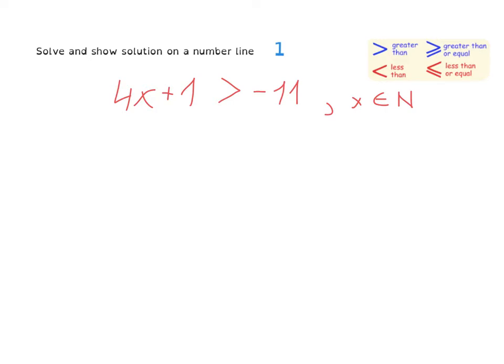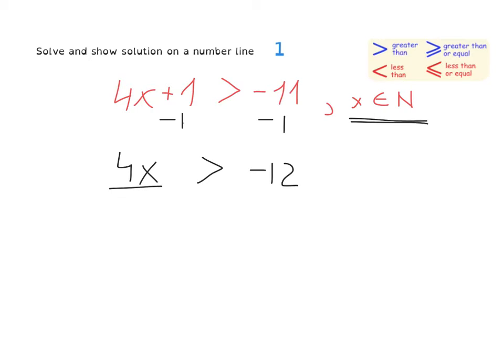How do we solve it? So we start the same way as you normally solve equations. So first of all, we have to get rid of 1, minus 1, and minus 1. That is for x is greater than minus 12. Okay, and our x, we have to remember that is a natural number, and that is very helpful when drawing a number line later on. Okay, and at the end we have 4x is greater than minus 12.